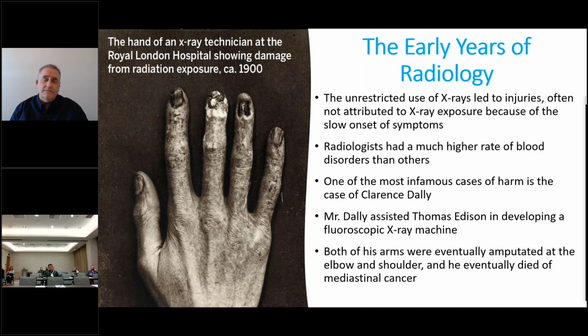A famous, probably the most famous person out there as far as an example of what not to do is Mr. Clarence Dally. Dally was a glass blower that worked for the Edison Corporation, and he was one of Thomas Edison's best glass blowers. And because of that, Edison got him involved in the development of X-ray tubes.